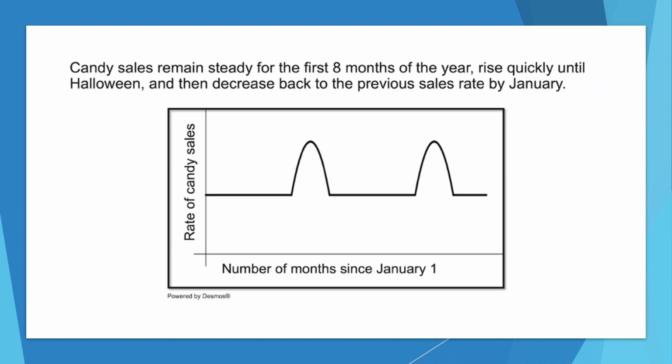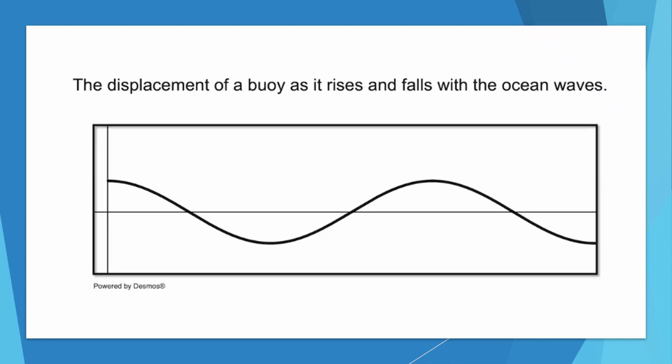So here are some examples of periodic functions. The first one, candy sales remain steady for the first 8 months. Then around Halloween, it goes up and then declines back by January and continues this cycle every year. The next type of periodic function is the displacement of a buoy as it rises and falls with the ocean's waves. So it goes down, and then when the tide rises, it comes back up, and then goes back down again. That is another example.